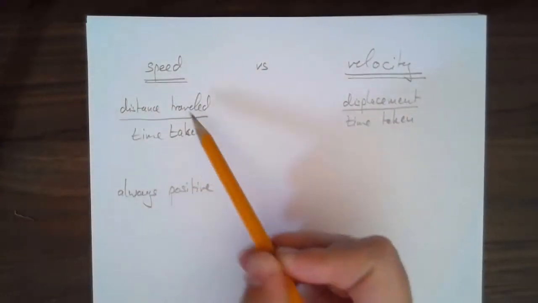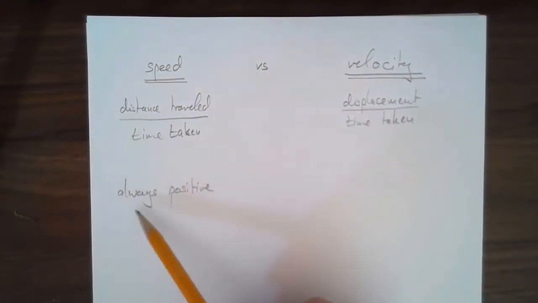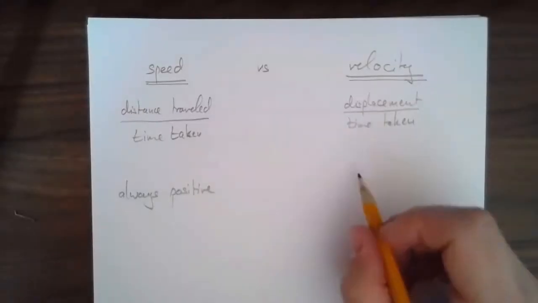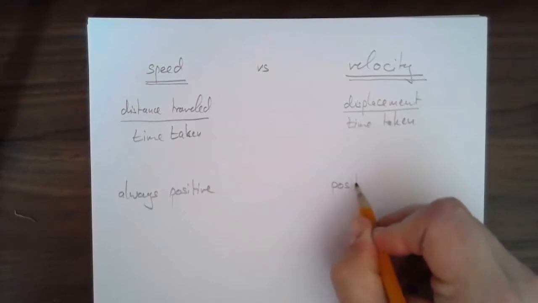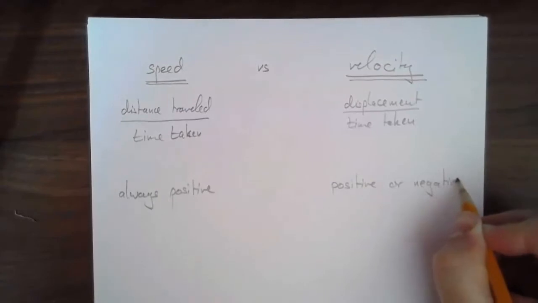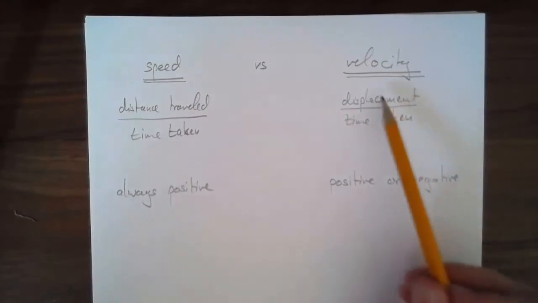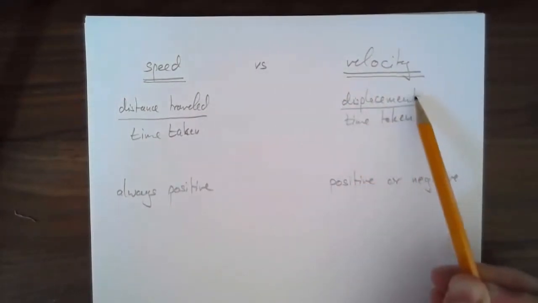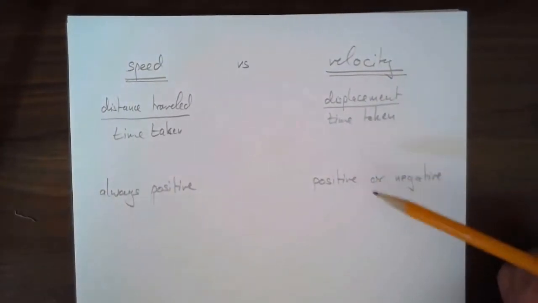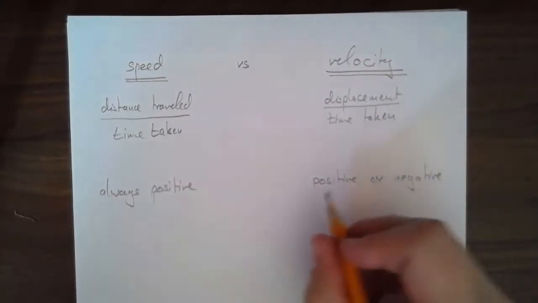And in fact, your car shows you the speedometer, shows you the speed, not the velocity. Even if you're driving backwards, it'll show you a positive speed. Meanwhile, velocity could be positive or negative, because displacement can be positive or negative, while distance traveled is only ever positive. Of course, time taken must be positive too. So this part here could be positive or negative, depending on which way you are going relative to your coordinate system. So in fact, the sign of the velocity depends on your choice of coordinate system.